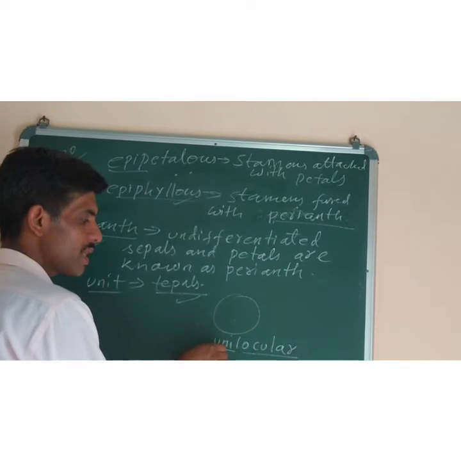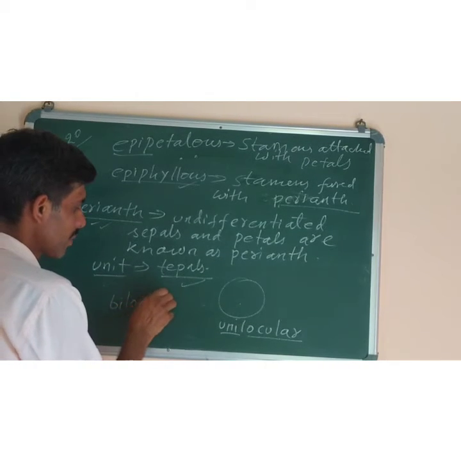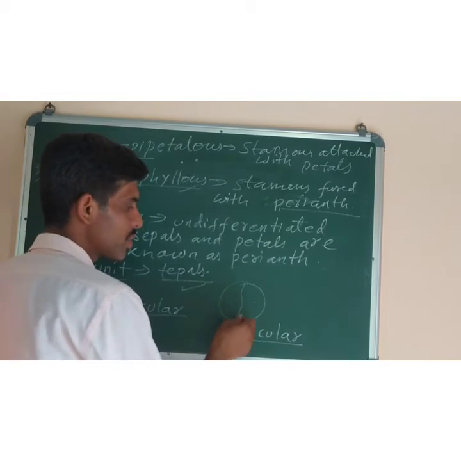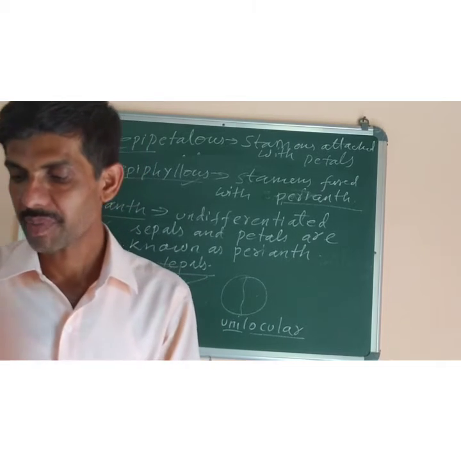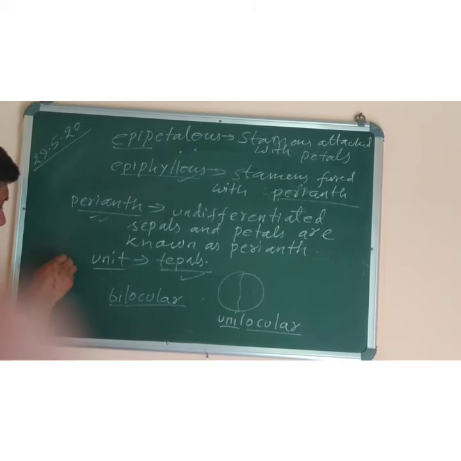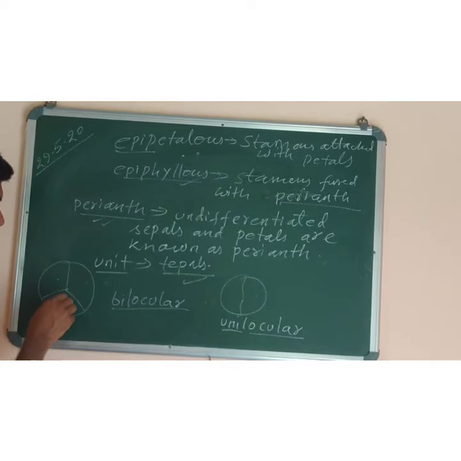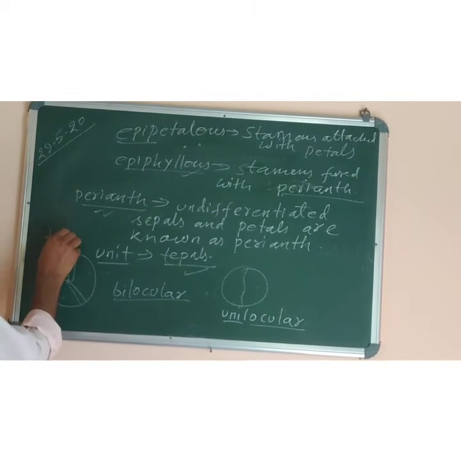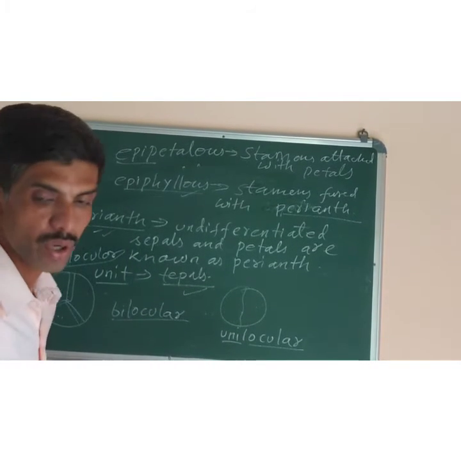Uni means single. If it is bilocular, it means there are 2 chambers in the ovary. Like if I draw from here, 1, 2 chambers are there. If it is 3 chambers, it is trilocular. So the same structure I will draw. From here I can draw 1, 2, 3 chambers. See, there are 3 chambers of the ovary. This is called trilocular. If 4, tetralocular. If many, then it is called multilocular.